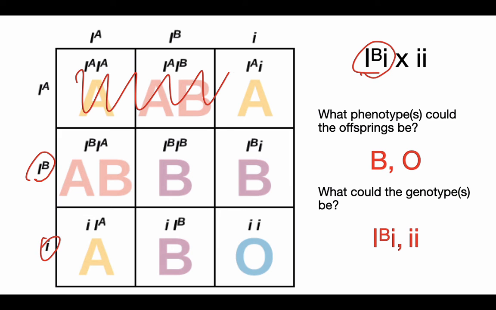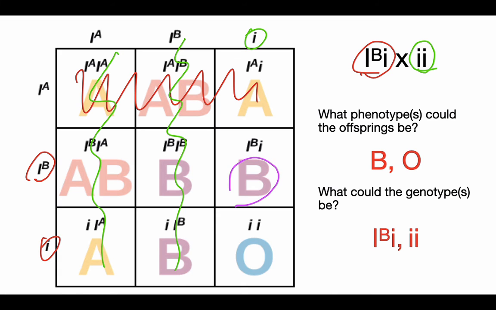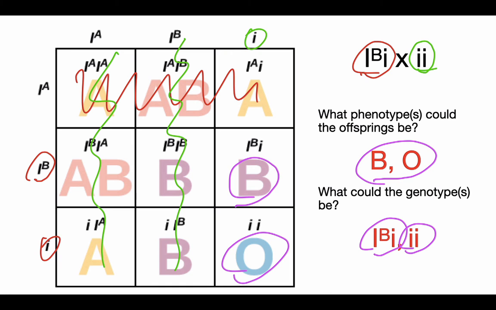It's not going to give anything in the big I^A. Second parent, little i, not going to give anything in these first 2 columns. So what could it be? Could be B, could be O. Big I^B, little i, little i, little i. Questions? Ask in the Edpuzzle.